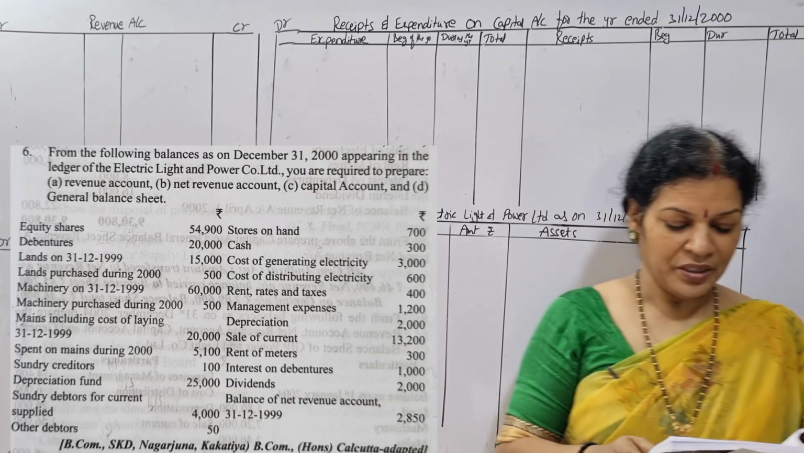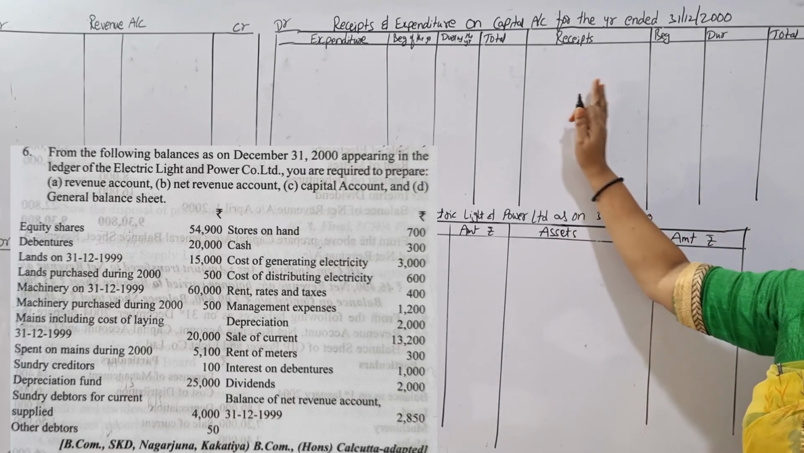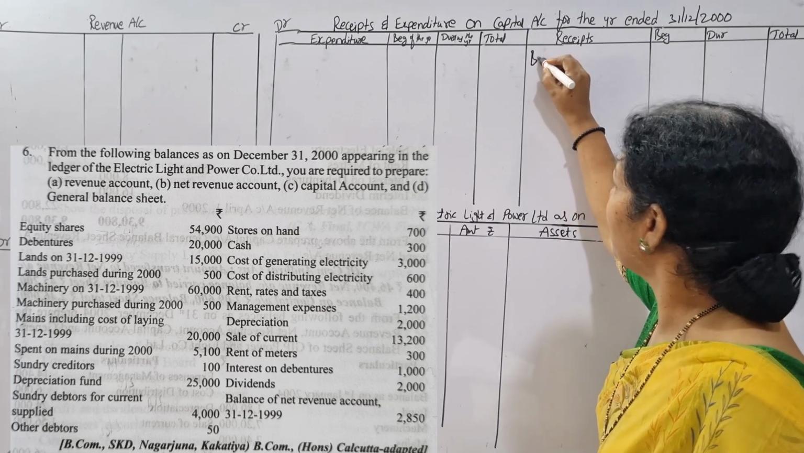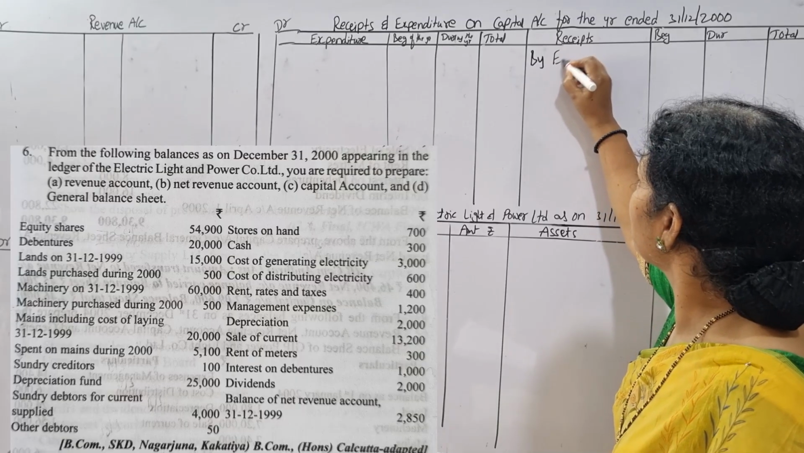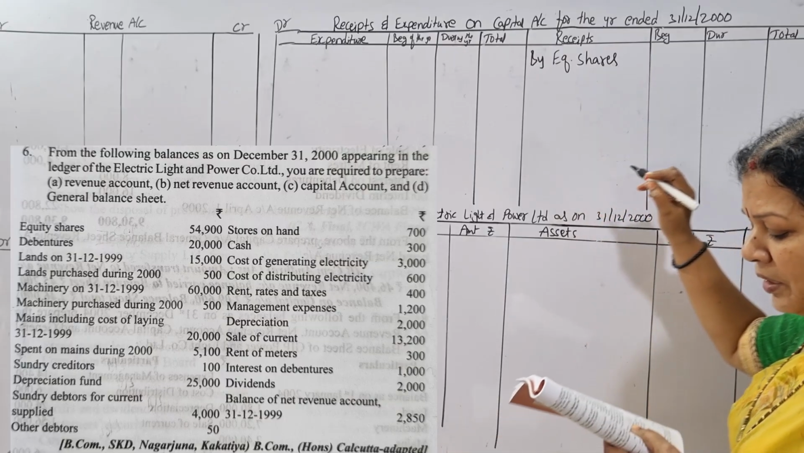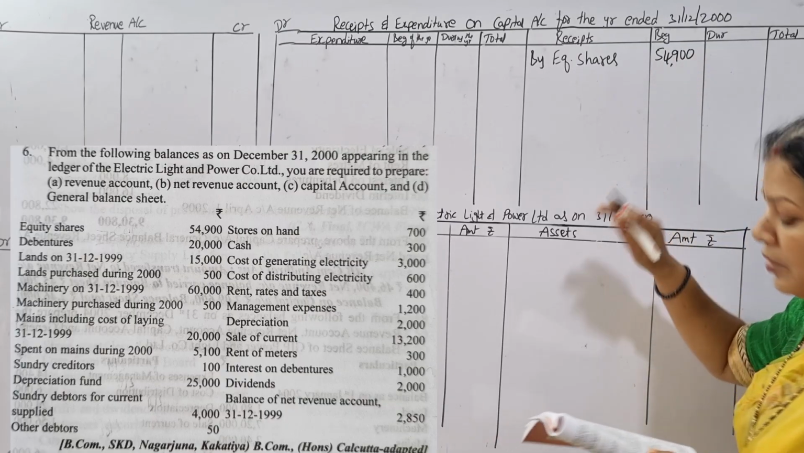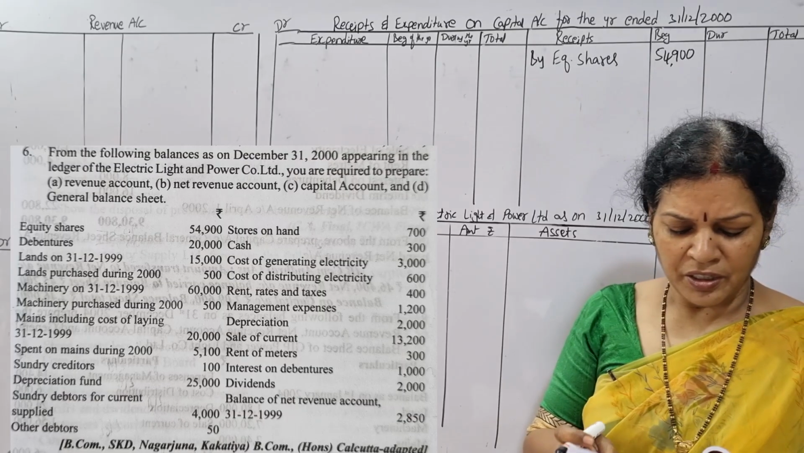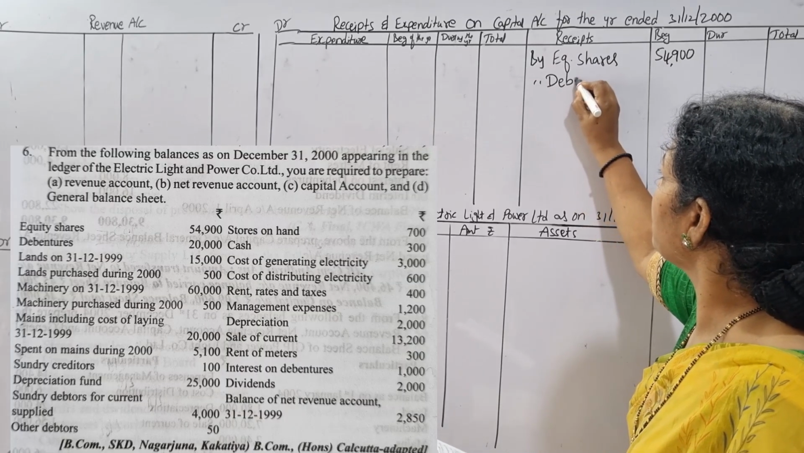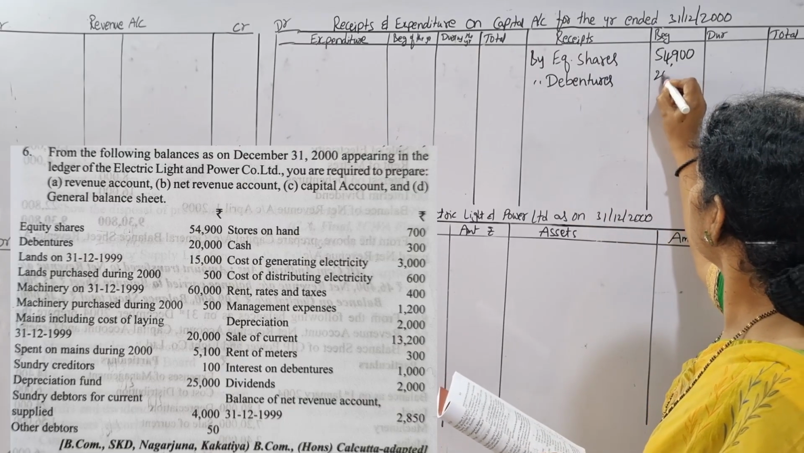Okay, now first one. Equity shares. Equity shares is capital account. Which side will you write? Credit side. So I'll write it directly: by equity shares, 54,900. During the year, if anything comes, we'll write it later. Debentures. Debentures also credit side. By debentures, 20,000.